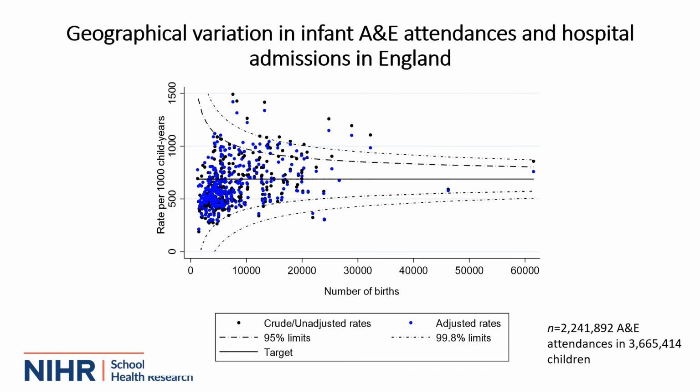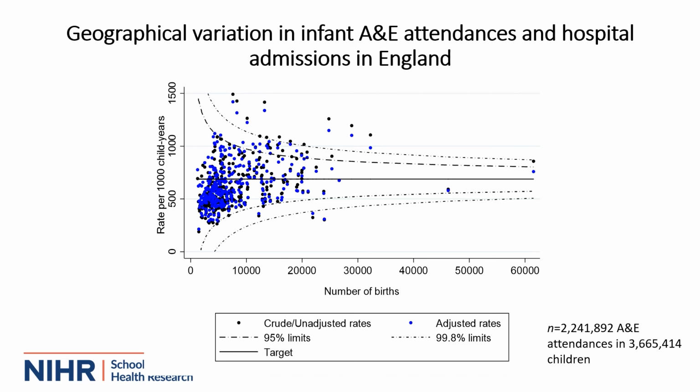Another thing we have examined using a national birth cohort for England is geographical variation in infant accident and emergency attendances and hospital admissions. So this plot here shows you accident and emergency attendance rates per 1,000 child years for each local authority in England. Those are the dots, according to the number of births in each local authority.